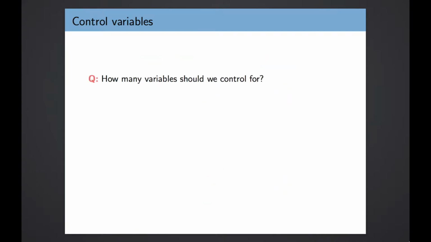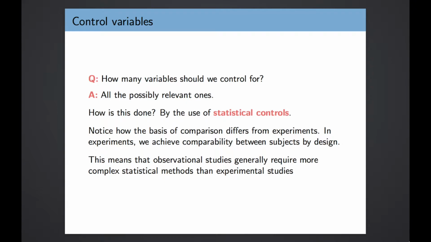So we've talked a lot in the past couple of lectures about the importance of controlling for possible confounding variables. But how many variables should we try to control for? The answer is that we should control for all of the possibly relevant ones. And this is, of course, something that can be difficult to do. It can be hard to get your head around, or think of, all of the different variables that could impact the independent variable and the dependent variable that you are interested in. But if you want to make sure that you have valid inference from your observational study, it is important to control for all of these factors.